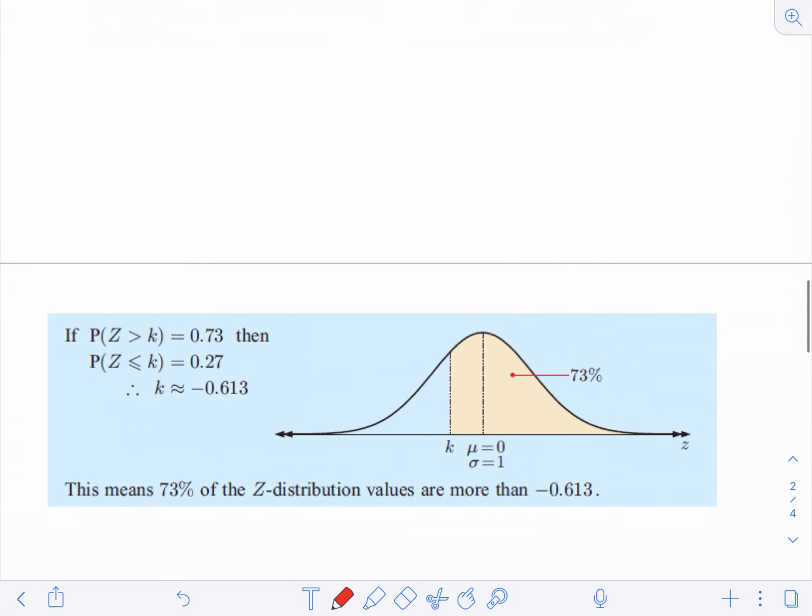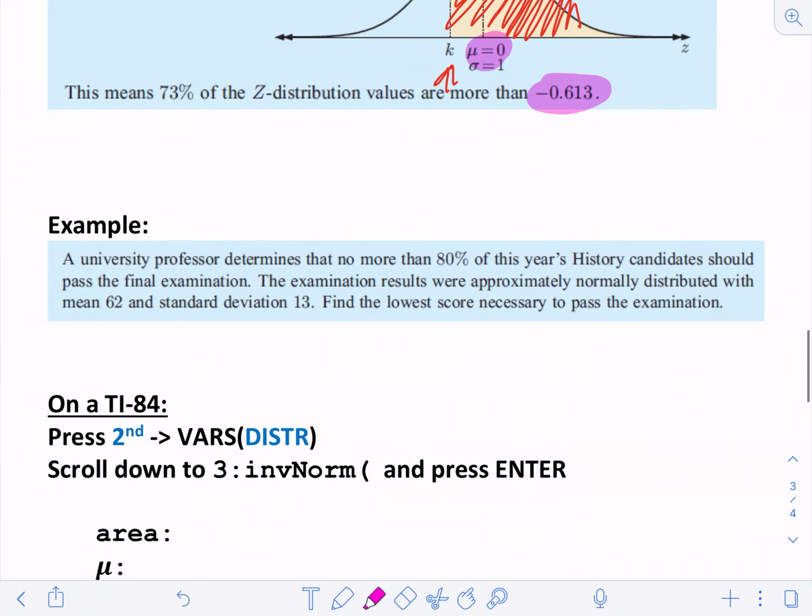And if we look at the graph for that, here it is down here. Remember, 73% is above. We did 27% below, right? But 73% above this value. And we know that this is my mean right here at 0. So k is going to be a negative number. In this case, it's negative 0.613, because everything to the left of the mean on our z-scores are negative values. All right, let's try one more example.